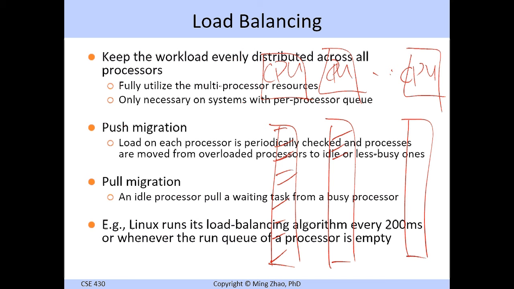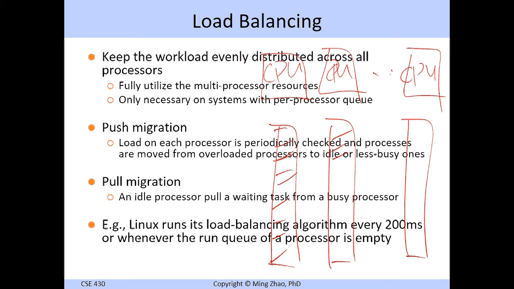Now, to realize load balancing for the private ready queue based multiprocessor scheduling, there are two different methods. One is called push migration. What it means is that the operating system will periodically check the load of each processor and move processes from overloaded processors to idle processors or less busy processors. Basically, we examine the depth of each private ready queue. If we see a queue with a lot of processes planning to run, and at the same time we have queues that do not have many processes or are even empty, we will move processes from the busy ready queue to the less busy or idle ready queue. That's called push migration because the scheduler is pushing the work to a processor's ready queue.